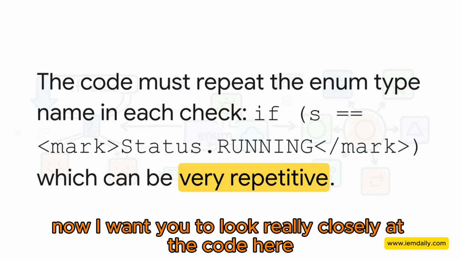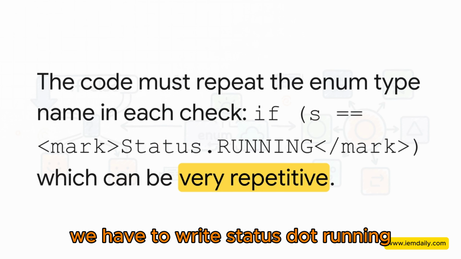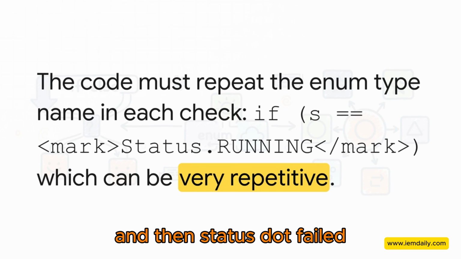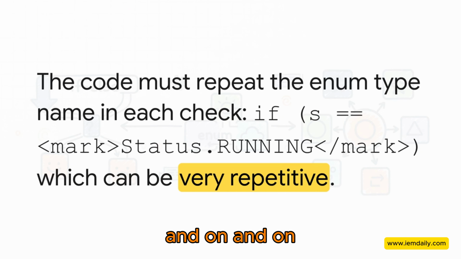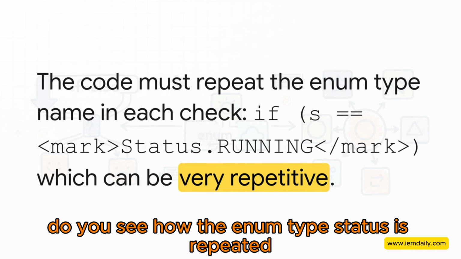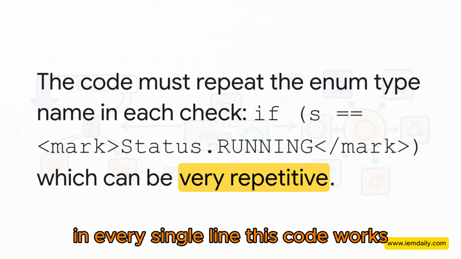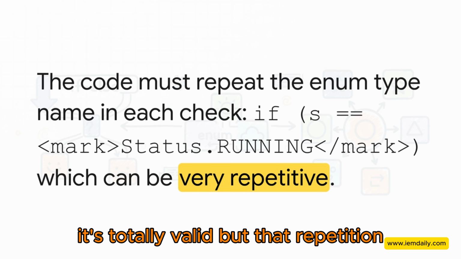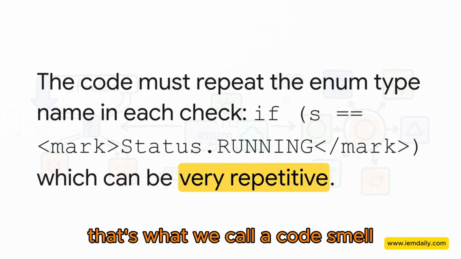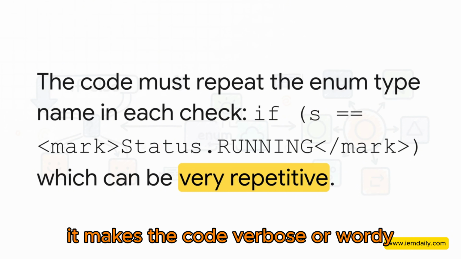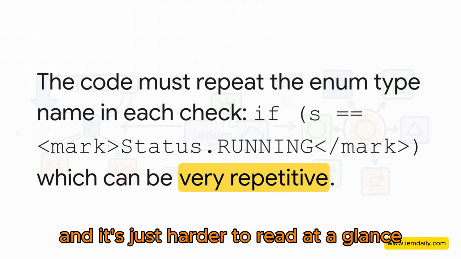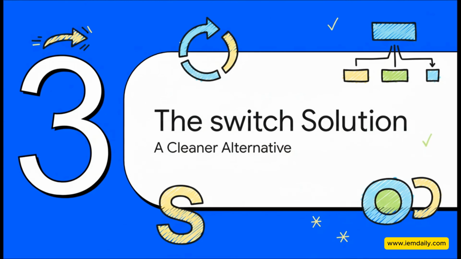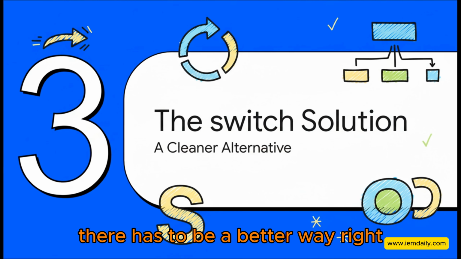Now, I want you to look really closely at the code here. To check our variable s, we have to write Status.RUNNING, and then Status.FAILED, and on and on. Do you see how the enum type Status is repeated in every single line? This code works, it's totally valid, but that repetition, that's what we call a code smell. It makes the code verbose, or wordy, and it's just harder to read at a glance. So if-else is so wordy, there has to be a better way, right?